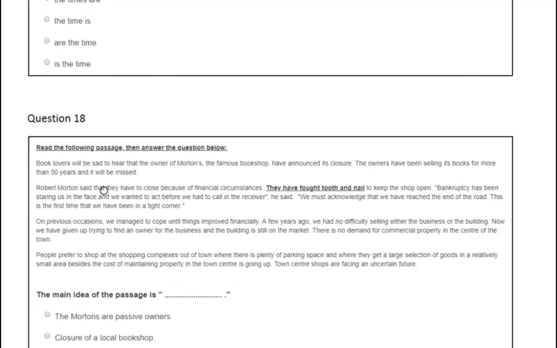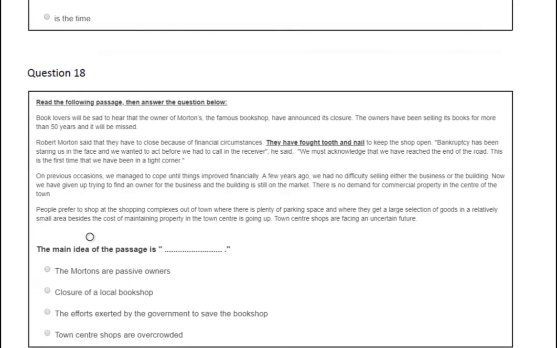Now we have a reading here. Before answering the questions, please listen to me carefully. In order to understand the text, you must read it carefully and you must know and decide the topic sentence in the text or in the paragraph. From the topic sentence, you are going to know the important, or the main idea of the passage.